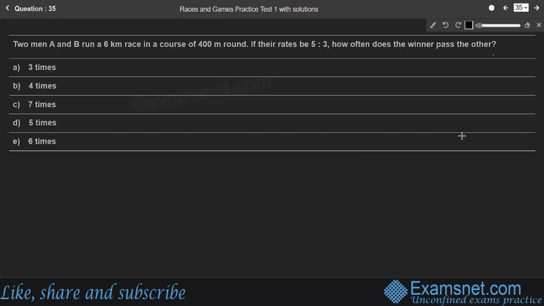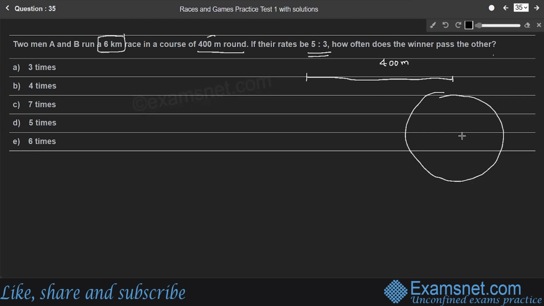Question number 35. Two men A and B run a 6-kilometer race in a course of 400 meter round. If their rates be 5:3, how often does the winner pass the other? So students, here the course length is given as 400 meter, right? So 400 meter round, you can consider a circular track also. So two persons have to cover 6 kilometer of distance. They can go and come back like this, or they can run in a circular path. Here course length is 400 meter and race length is 6 kilometer.